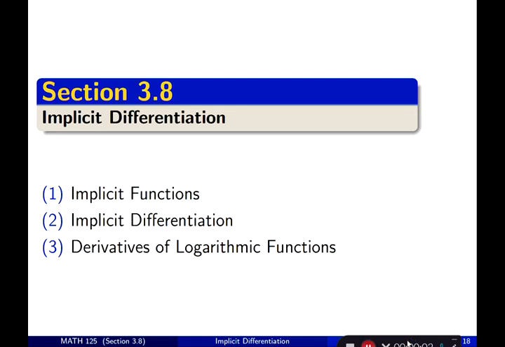We're starting section 3.8, implicit differentiation. First we discuss implicit functions that we're talking about so much, then implicit differentiation, then derivative of logarithmic functions.